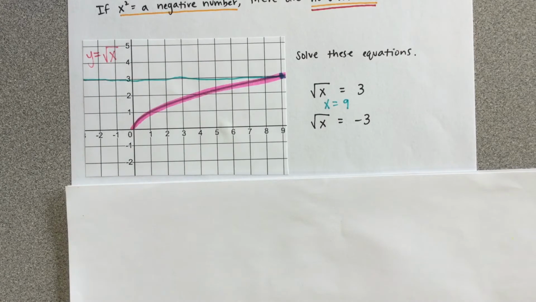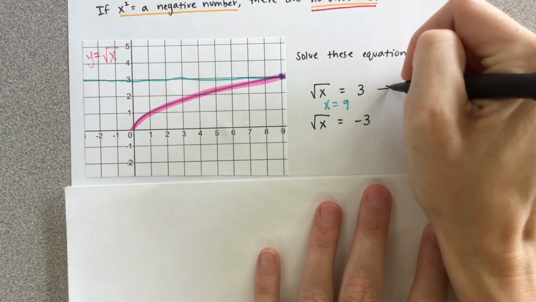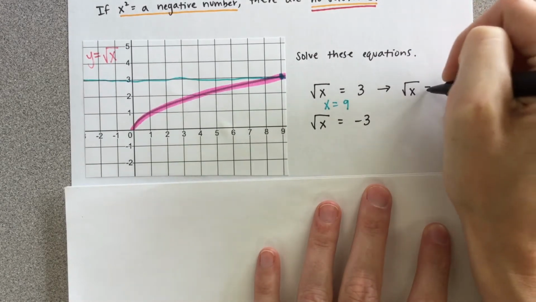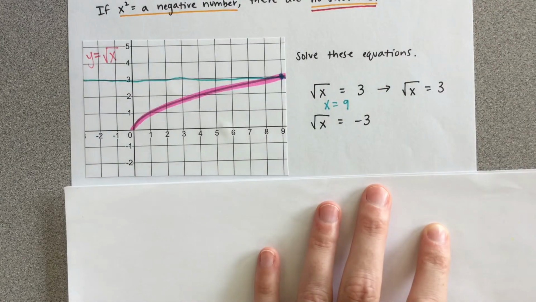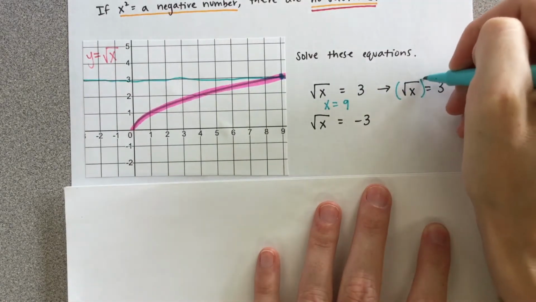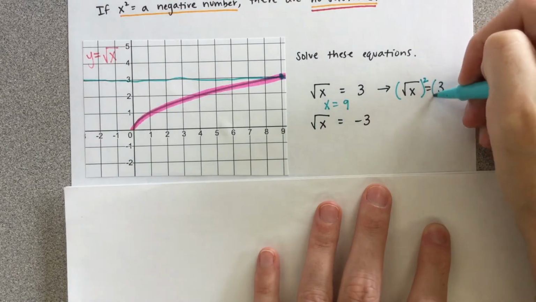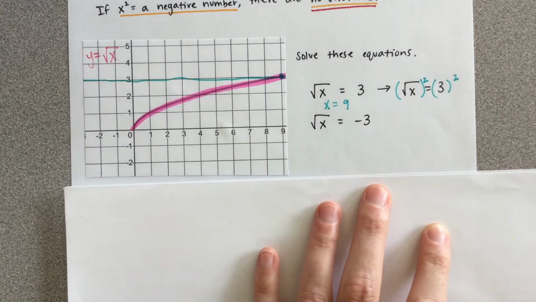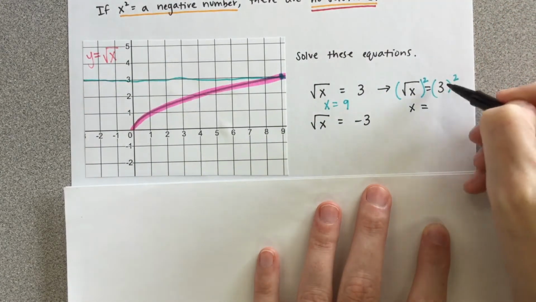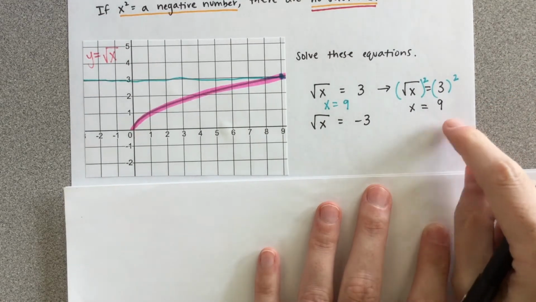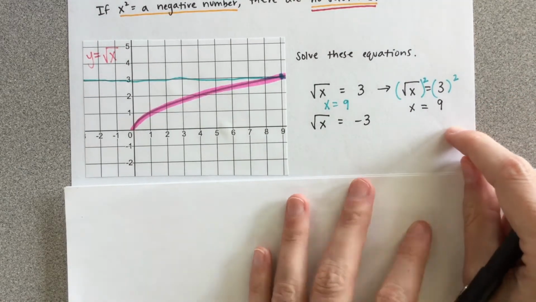If we solved this equation using algebra, using inverse operations, so square root of x equals 3, you would take the square of both sides, raise both sides to the second power, and you would get x equals 9. You would just get this one solution.